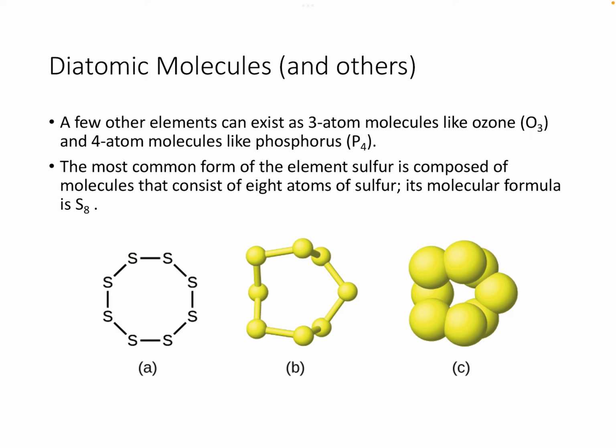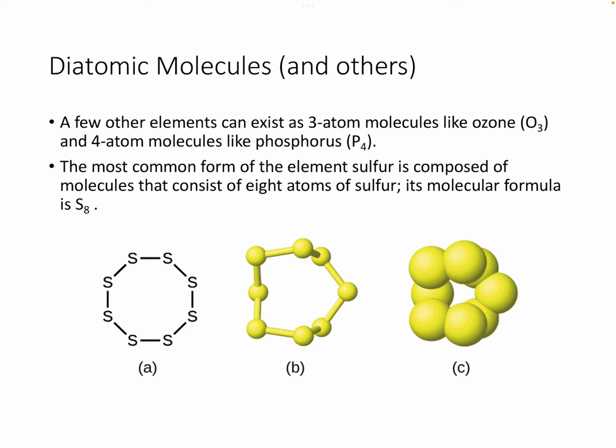Now, there are a few other elements that can exist as 3-atom molecules, like ozone. Ozone is in our atmosphere. It protects us from UV rays. You might have heard of the ozone hole or the hole in the ozone layer. So ozone contains 3 oxygen atoms that are all bonded together.